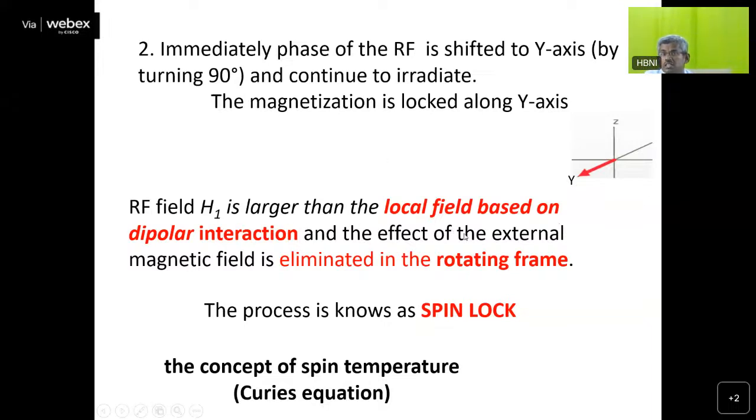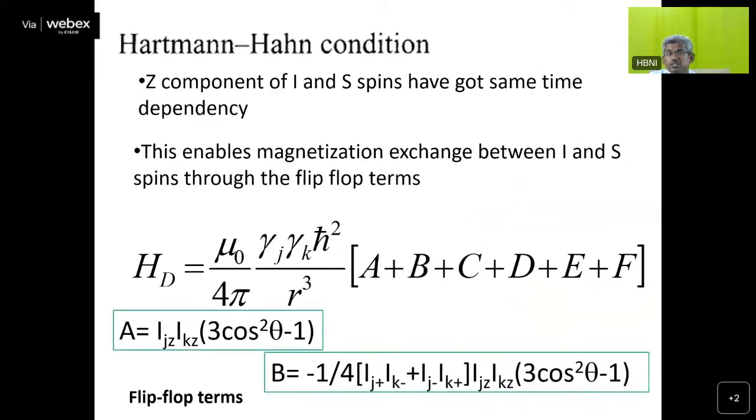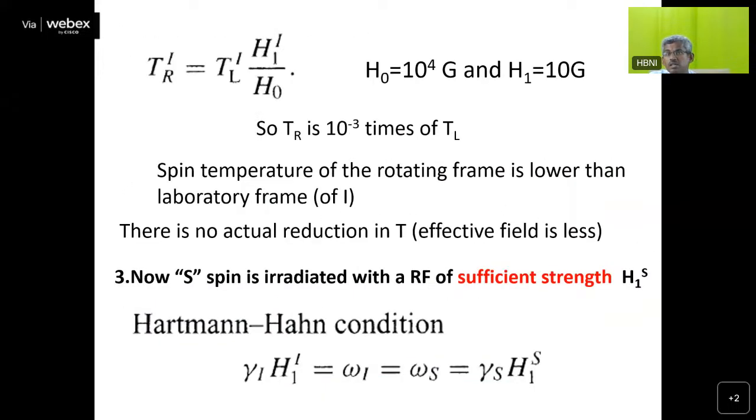So the RF field H1 is larger than the local field based on the dipolar interaction, and the effect of the external field, which is very high, is eliminated in the rotating frame, that we know. So this process is called a spin lock. So the magnetization is locked. Now what happened? Now what will I do?